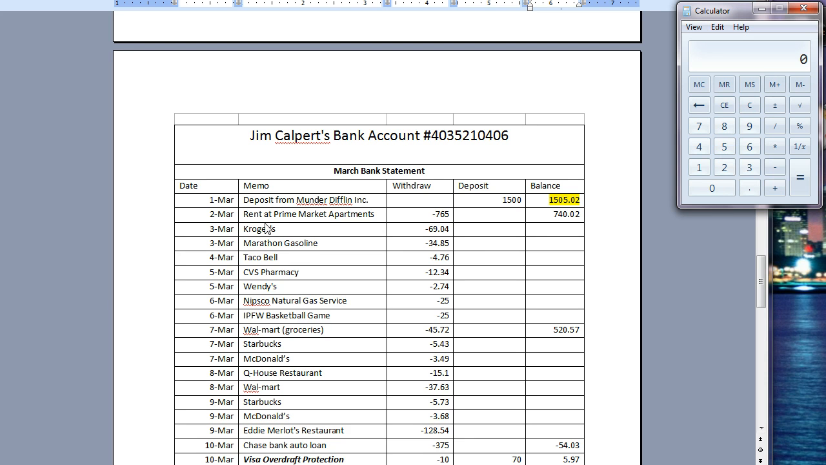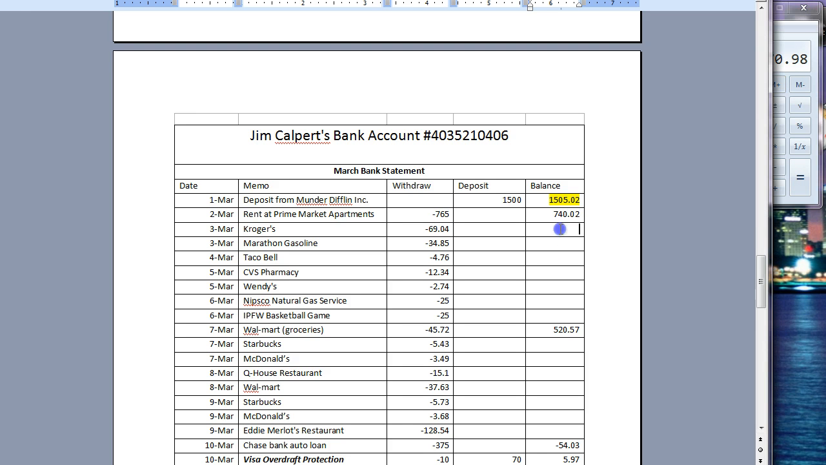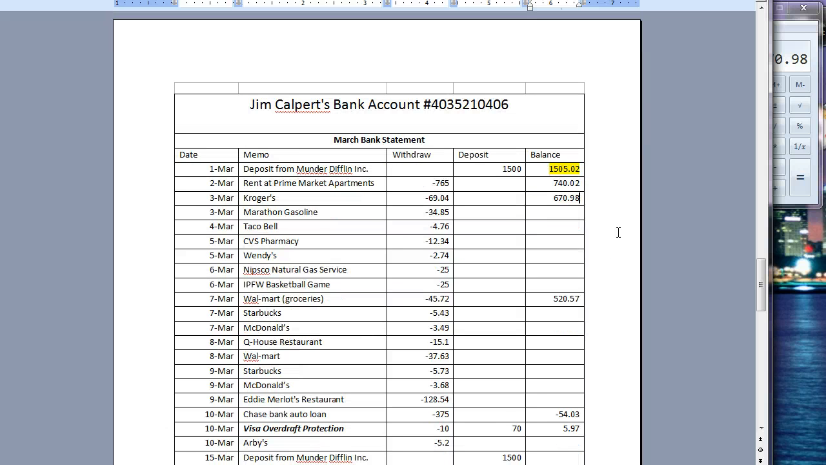Next one goes to Kroger's, buying some groceries. So our balance is 740.02, and we need to subtract 69.04. New balance is 670.98. So let's write that in: 670.98. And that's how you do it. It's very simple. It's basic subtraction and addition.